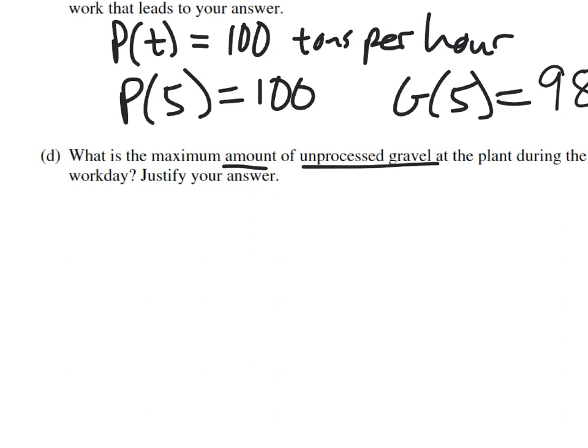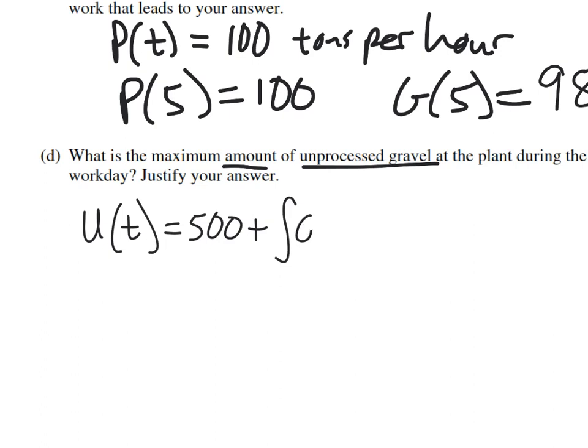So if we want to figure out at any time how much unprocessed gravel there is, let's call that U, for unprocessed gravel. So the unprocessed gravel is going to be 500 plus, now we have the integral of the rate. So we're going to add the rate, okay? So then the rate is 100 is what's coming in. Actually, let me back up. We're talking unprocessed, not processed. So for the unprocessed gravel, we have G of t is what's coming in.